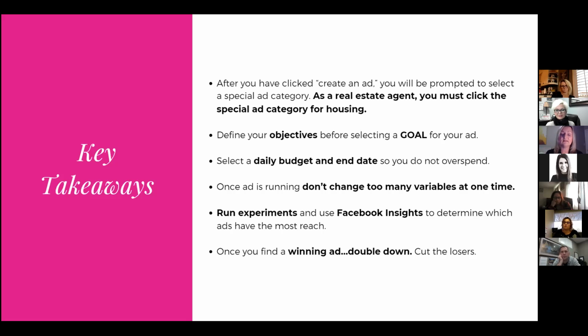Run experiments, use Facebook Insights and possibly Facebook Pixel to see what is the best reach, what is working, what isn't. Once you've found that winning ad or that formula that's working for you, stick to that and cut everything else out. Don't experiment too much. Continue using that ad, maybe play around with the budget a little bit, and you should see some good improvements that way.